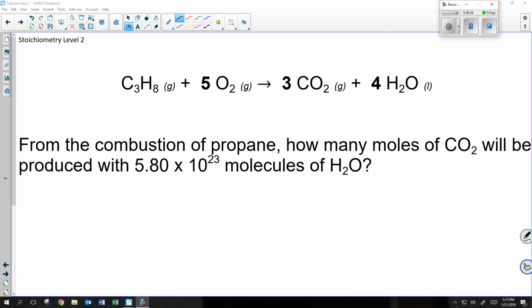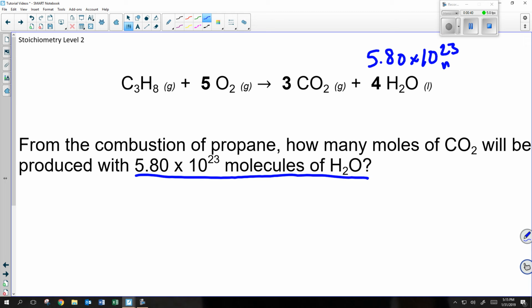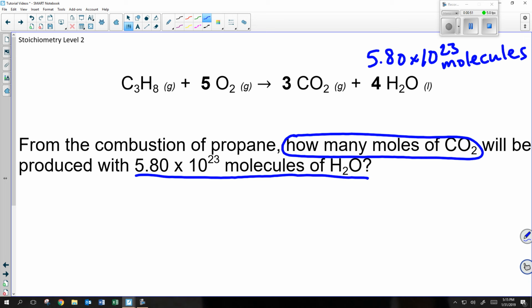I want to start by writing my given value of 5.8 times 10 to the 23rd molecules of H2O over my H2O in my balanced chemical equation. Then I want to write my unknown, which is how many moles of CO2, as X moles over my CO2.